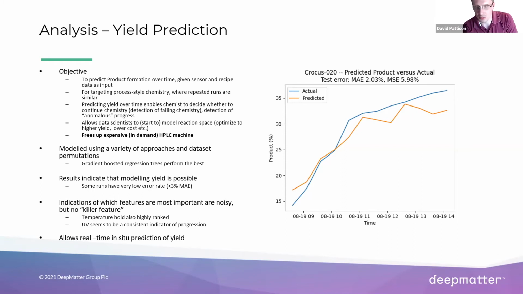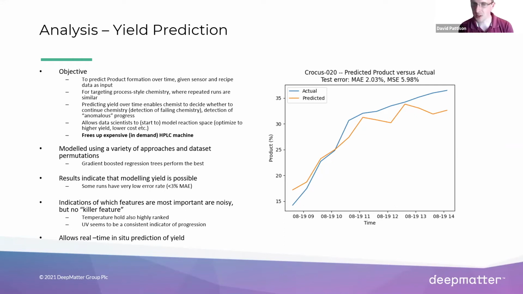Wouldn't it be great if we had a system which could just tell me how much product was being formed based on historical runs? And that's essentially what we've managed to produce here, based purely on the runtime data. So the temperatures, the colors, the UVs. We took all that data and ran it through, in this particular case, a gradient boosted regression tree. It wasn't XGBoost, for those of you familiar with that. And what we got out was a fairly good approximation of the true yield over time.